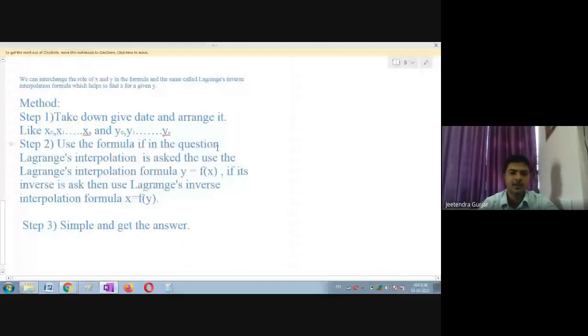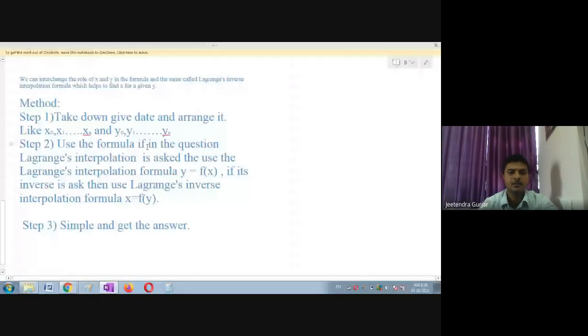So here we have the method. Please note down. Take down the given data and arrange it. They don't give you direct data. You have to arrange it in a proper way, like x naught, x1, up to xn, and corresponding values y naught, y1, till yn.